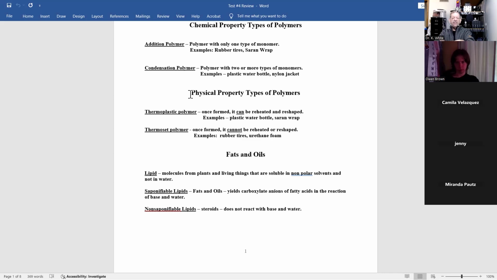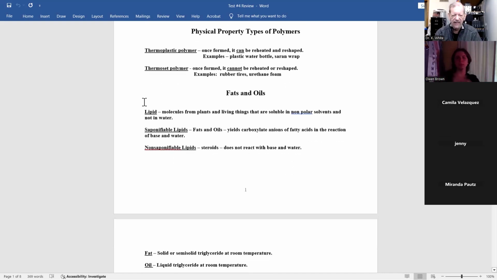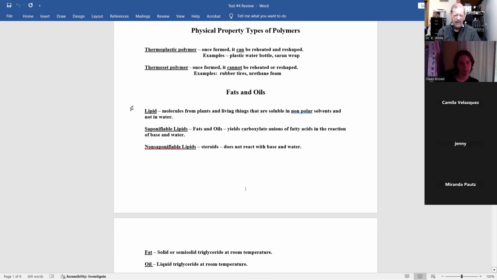Now, the other type of physical property is thermoset polymers. And those, once formed, cannot be reheated or reshaped. Examples of that are rubber tires like car tires, or urethane foam like in your pillows or your furniture or your car seat. All right, let's move on to fats and oils.